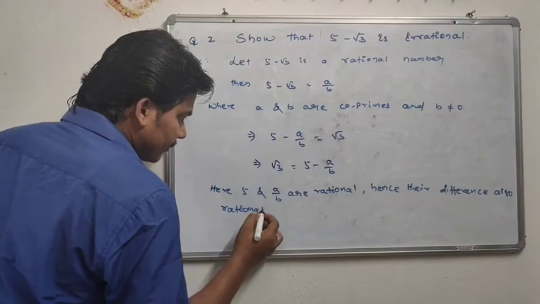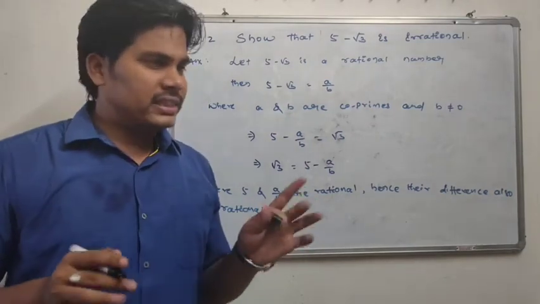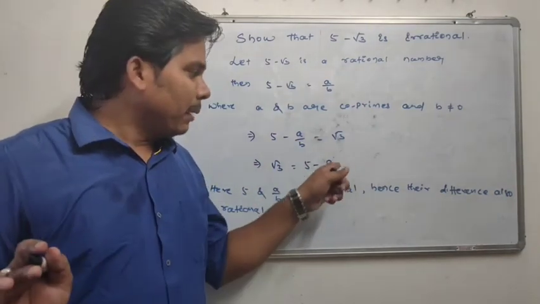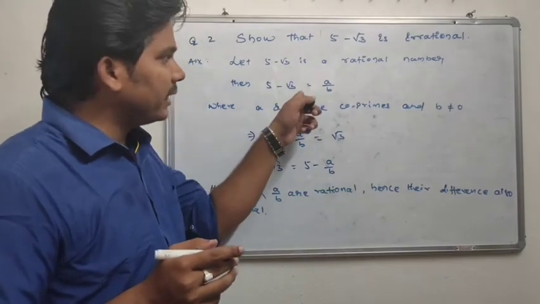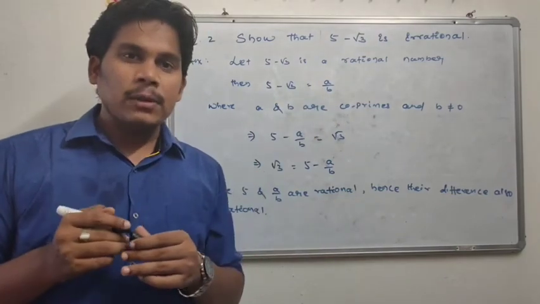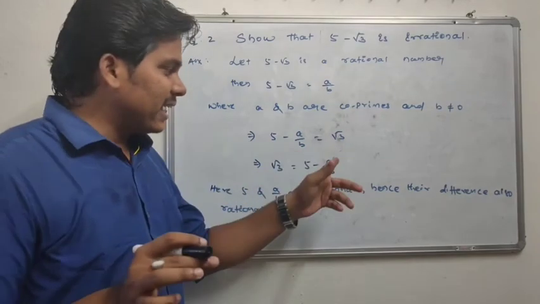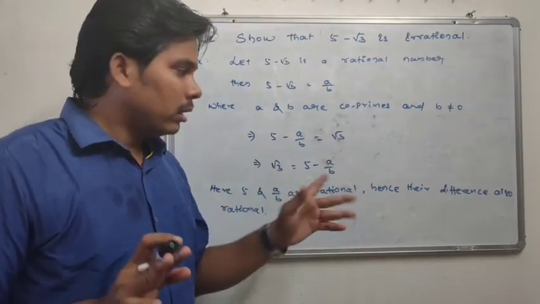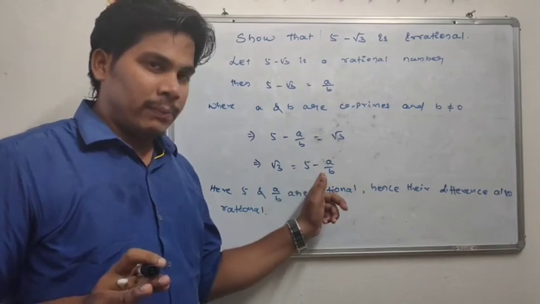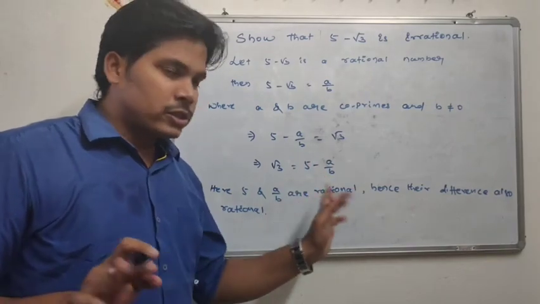Understand what I have written? 5 is a rational number, we already know. A by b is a rational number because we have taken it as a by b, because every rational number is in the form of a by b or p by q. p by q is the form in which a by b is one of the numbers. Hence, 5 is rational and a by b is also rational. Then their difference is also rational.